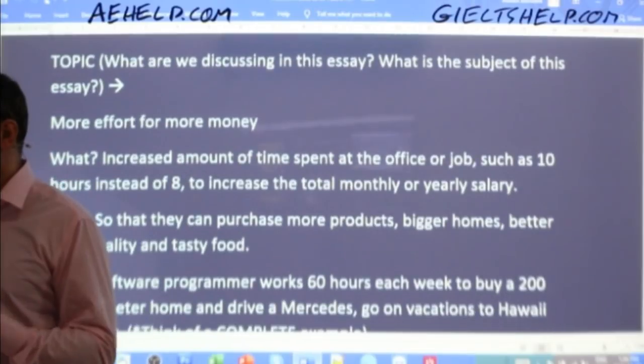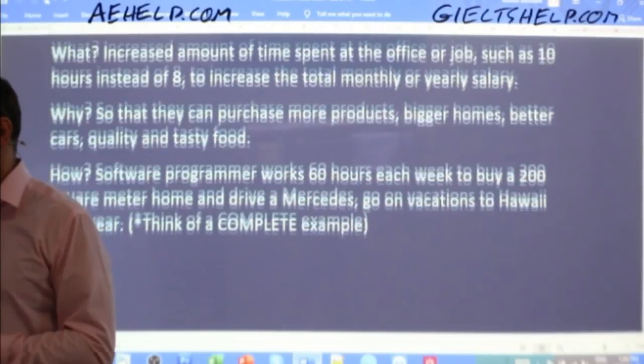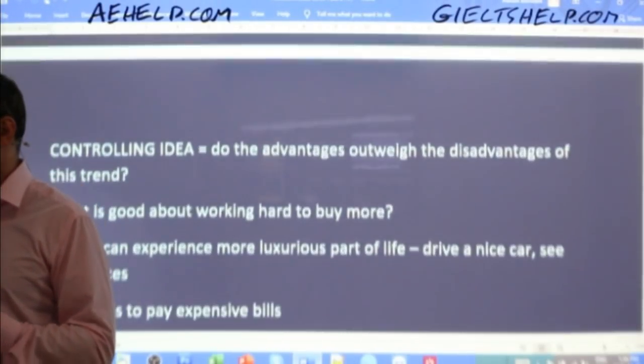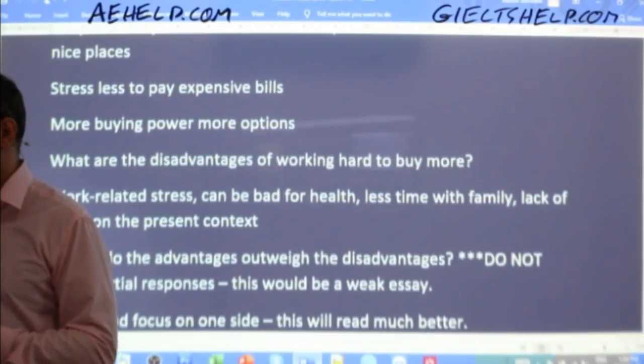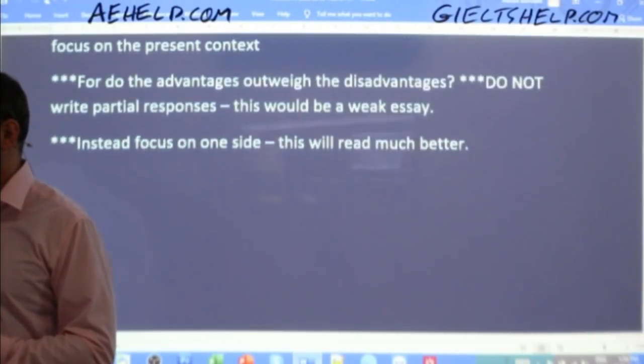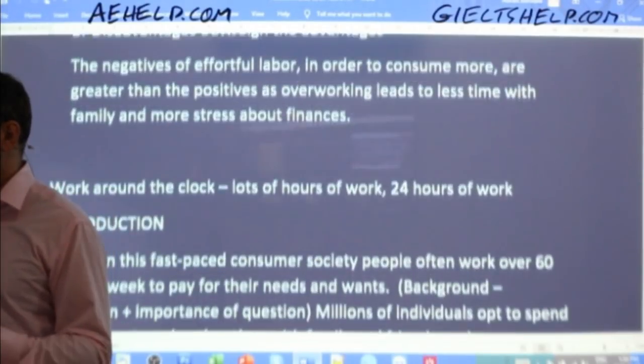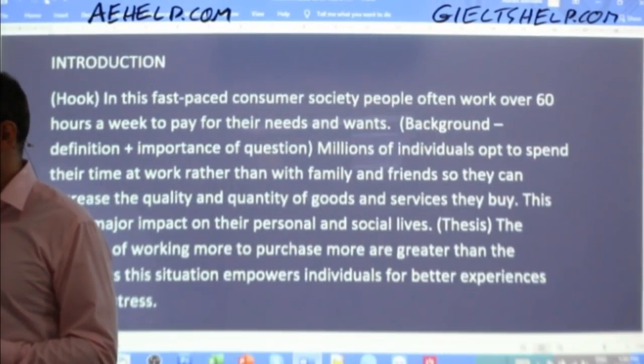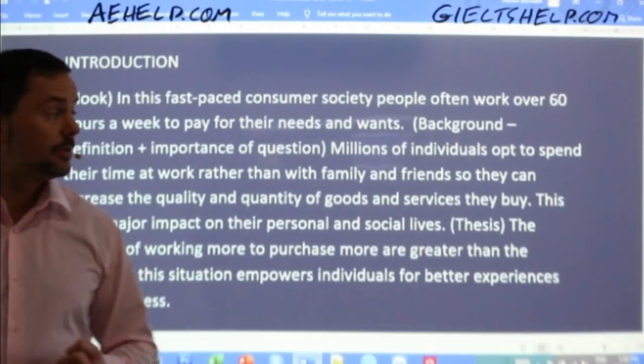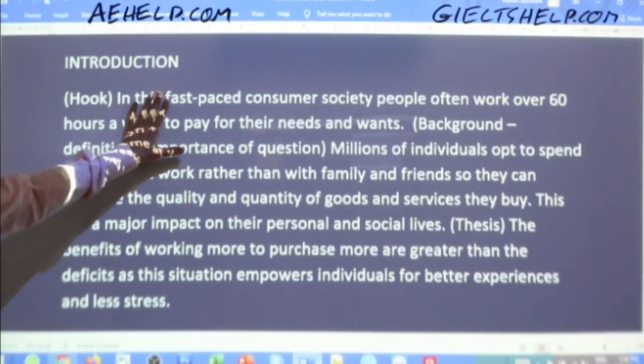Okay, so we thought about this. We looked at both sides of this argument, the advantages and disadvantages of working really hard to make more money for more luxury. We came up with a couple different thesis statements, and then we created the introduction. So here's the introductory paragraph.